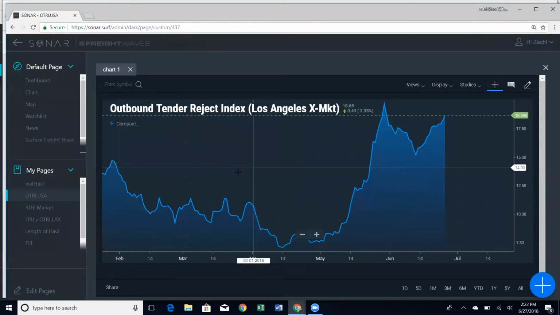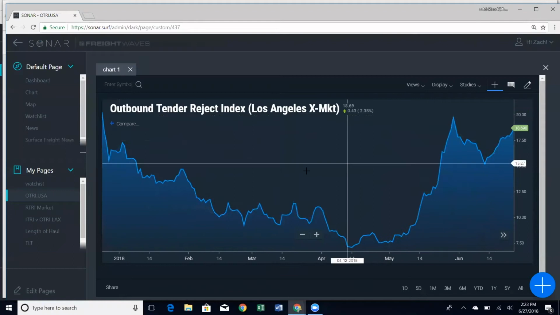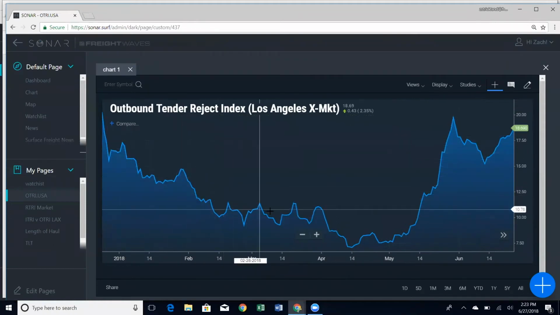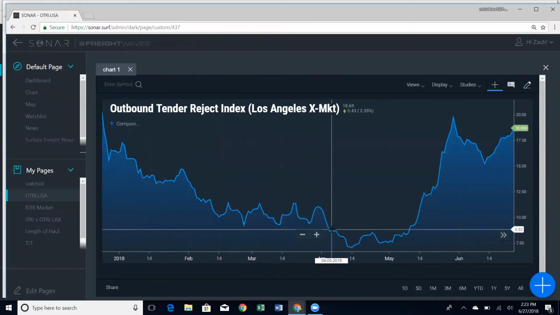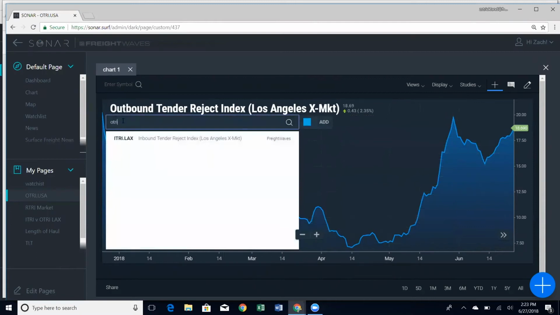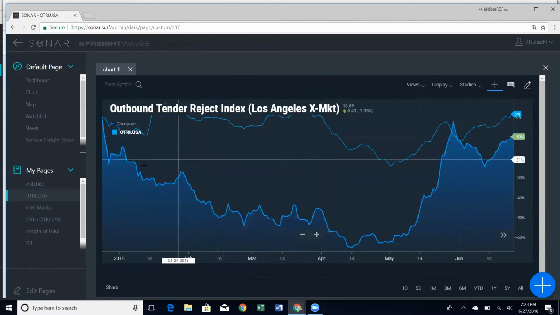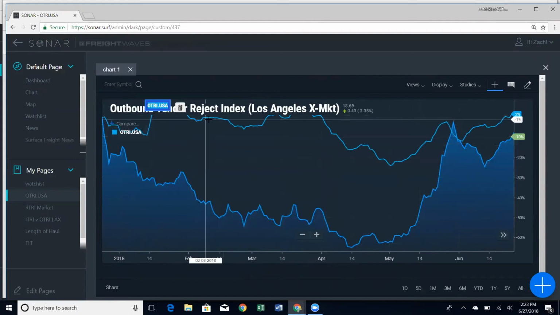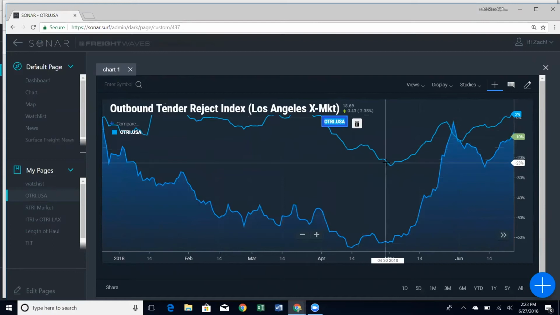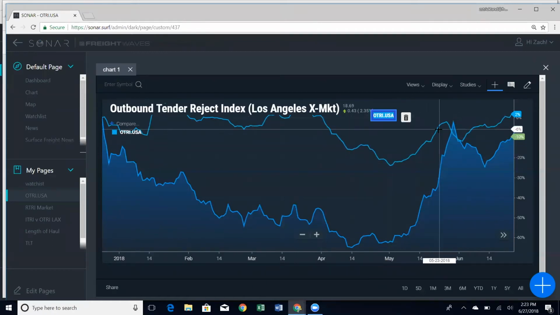I'm going to remove the iTRI just to give you a good idea of what we're looking at here. So you see the LA market. It just stabilized all spring long, while the rest of the market, and I'm going to throw up the Outbound Tender Rejection Index for America to give a point of reference here. So you see the outbound for the rest of the country, the Outbound Tender Rejection Index was way elevated, or it moved a lot higher than the LA market until sometime in late May.